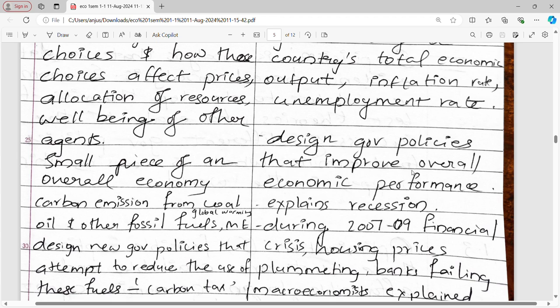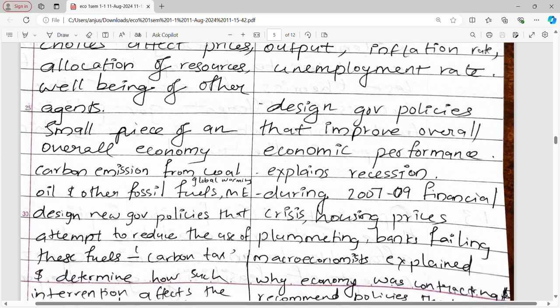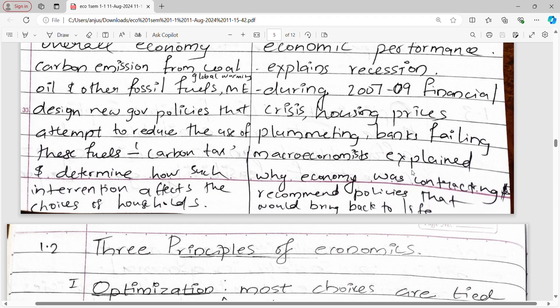Macro explains recession. During the 2007-2009 financial crisis, housing prices plummeted, banks failed. So it was macroeconomists who explained what happened at that time. It was their job to explain why the economy was contracting and to recommend policies that would bring it back to life.